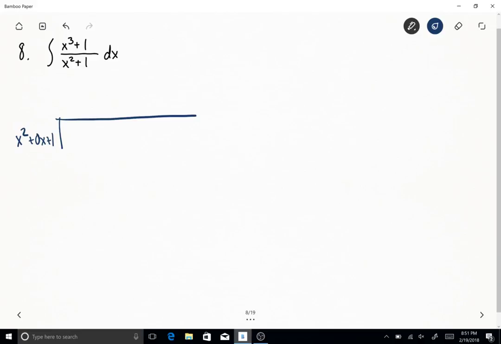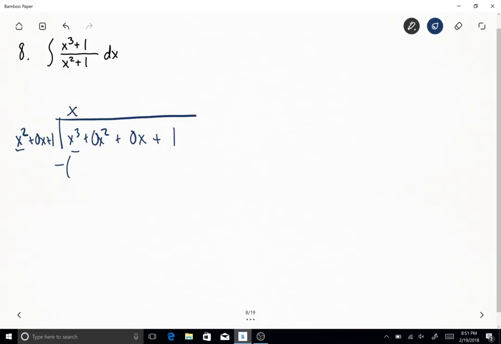We're going to divide these two polynomials. So we have x cubed plus 0x squared plus 0x plus 1. We're going to see how much goes into this x squared plus 0x plus 1. So first off, we start with x squared. That goes into x cubed how many times? Well, you need to multiply x squared times x to get x cubed.